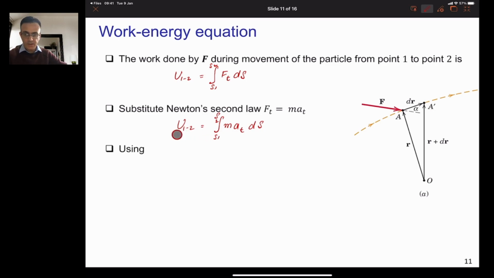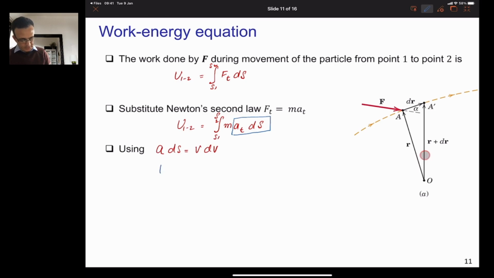Okay, so now we use this well-known equation that we derived in the first lecture, that a ds is equal to v dv. So we derived this equation in the first lecture. If you are not sure, please go to the first lecture and watch it again. So a ds is equal to v dv, which is simple to derive. So if we just replace this a ds by v dv, we can replace this by the v dv.